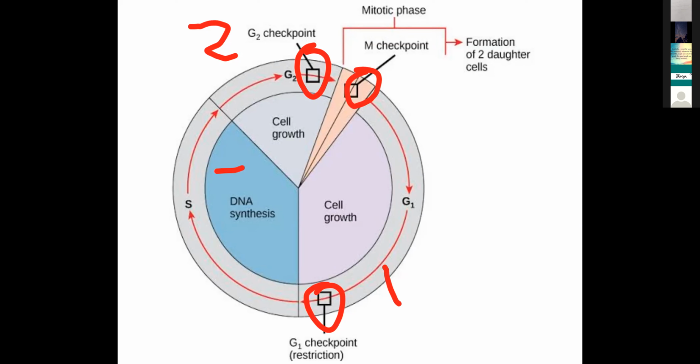So ये clarity करना जरूरी होता है second checkpoint पे, जिसको कहते हैं G2 checkpoint. It comes towards end of G2 just before entering in the mitosis. Who will describe about the third checkpoint?